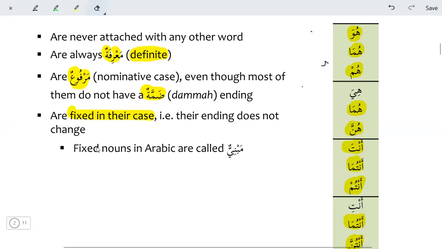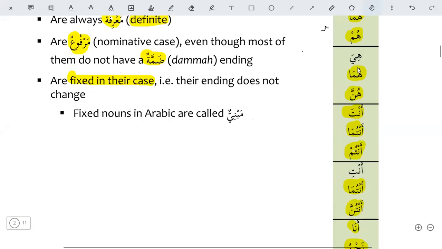The third is fixed nouns in Arabic, called mabni. We can say constant, or we can call them fixed nouns. They are fixed pronouns. They never change.